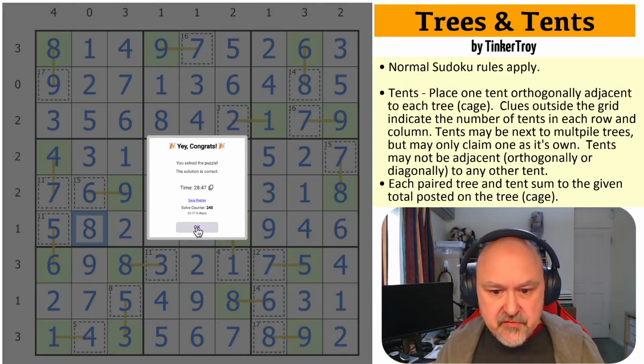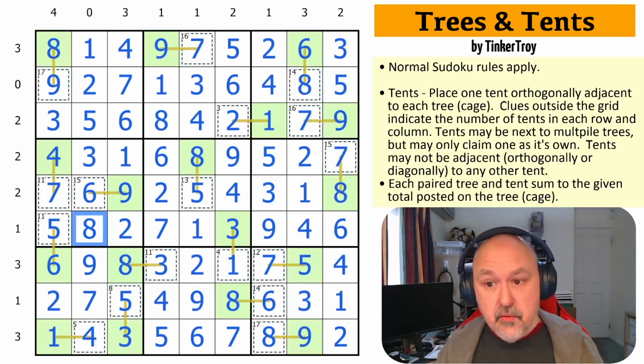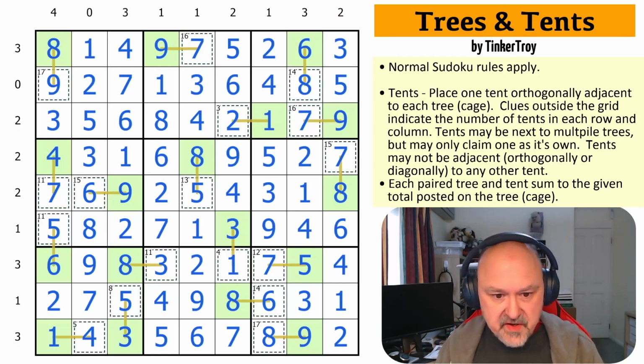Now, it's been solved 244 times before me. So, it's been seen a lot, and that makes a lot of sense. This is a very cool puzzle, and I'm really glad it got recommended. But I've never solved anything quite like this before, and I love it. This was a lot of fun.